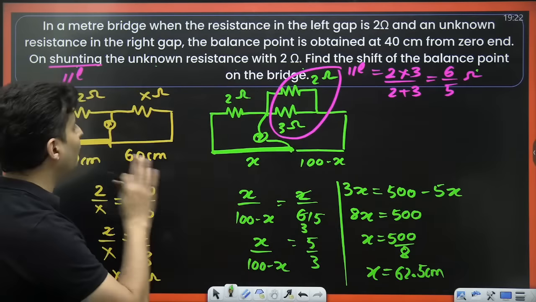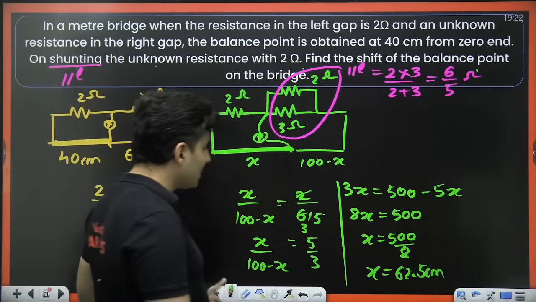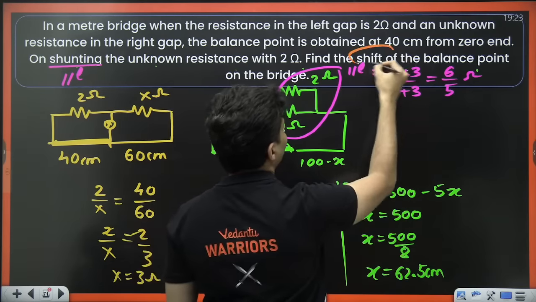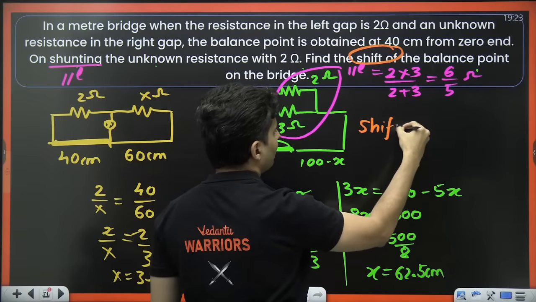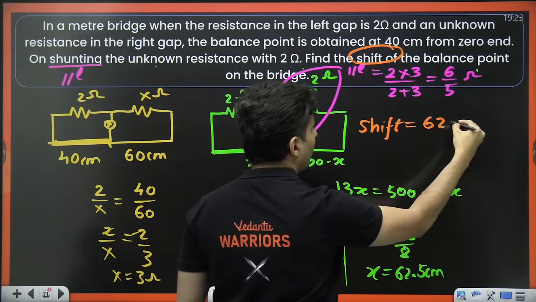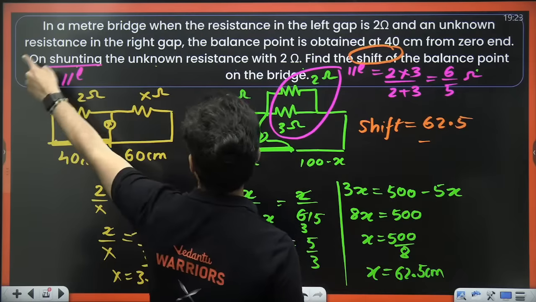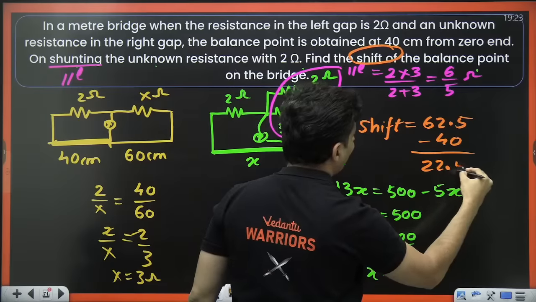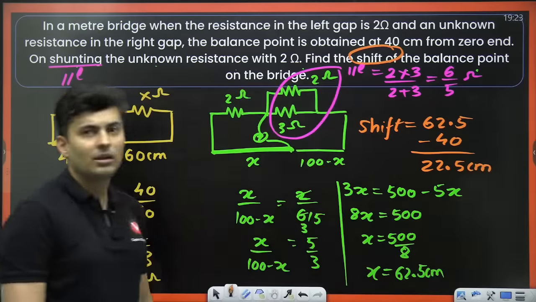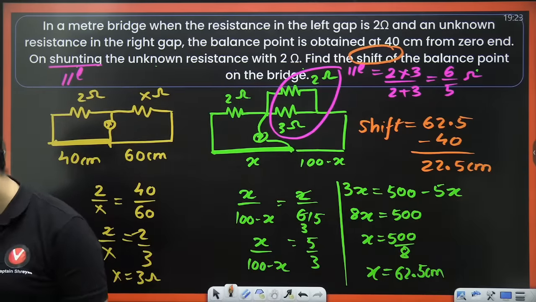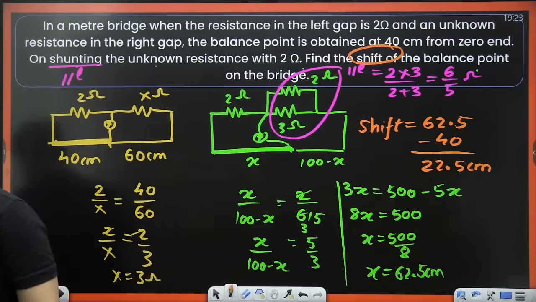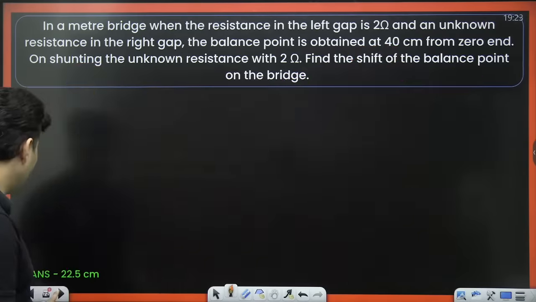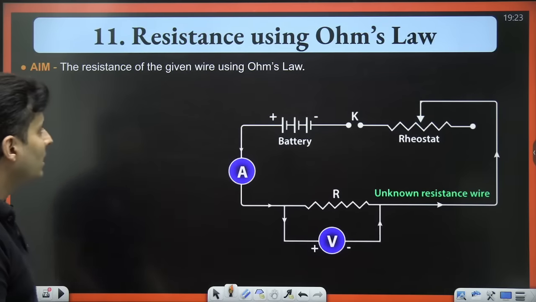But the question is not even to find that. The question is, how much is the shift? Read the question carefully, my dear students. Find the shift. So the shift is 62.5 minus original length was 40, minus 40, which is 22.5 centimeters. Is that clear, my dear students? Very good. Moving on to the next one coming up on your screen.